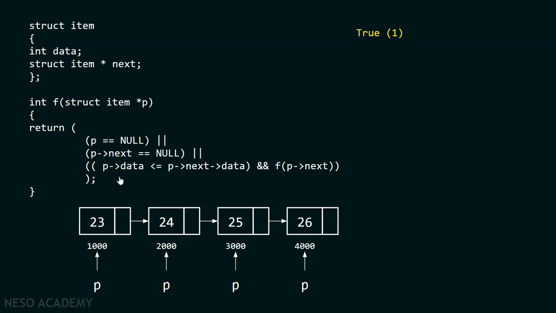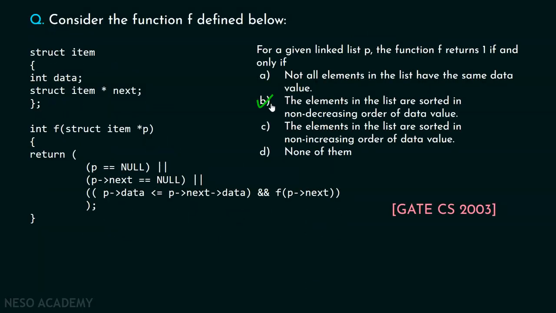This is important because here we are checking this condition. Is P data less than or equal to P next data? What does it mean? Basically we are checking, is this element less than or equal to this element? And is this element less than or equal to this element? And is this element less than or equal to this element? And so on. Actually, this particular function will return 1 when all these elements are in increasing order. So it is clear that option B is the correct option.